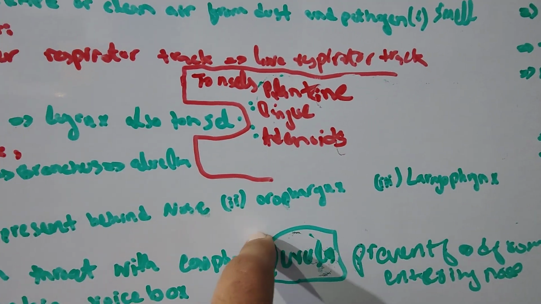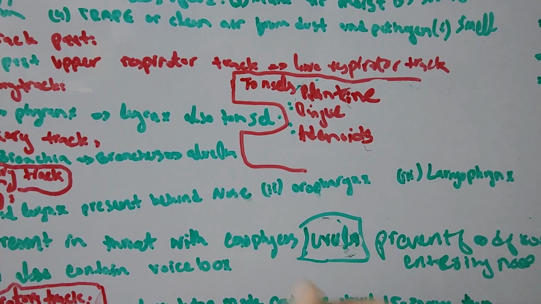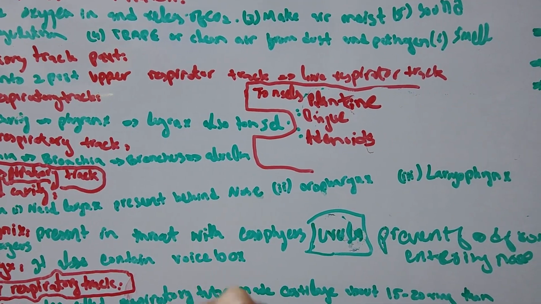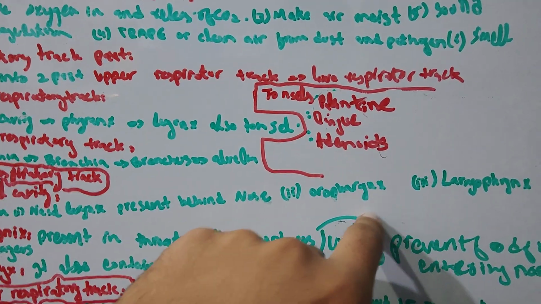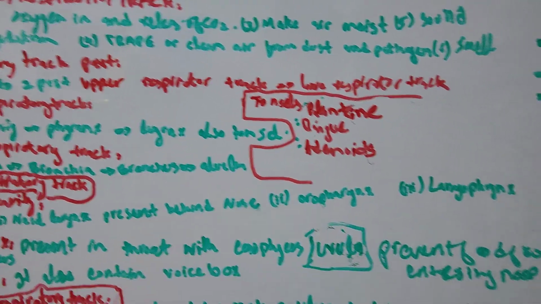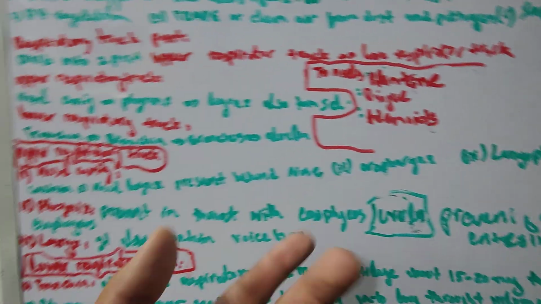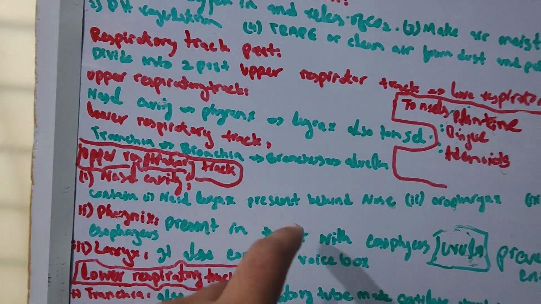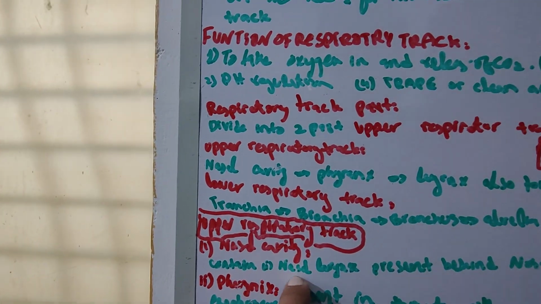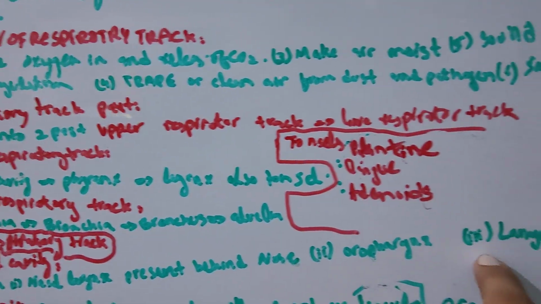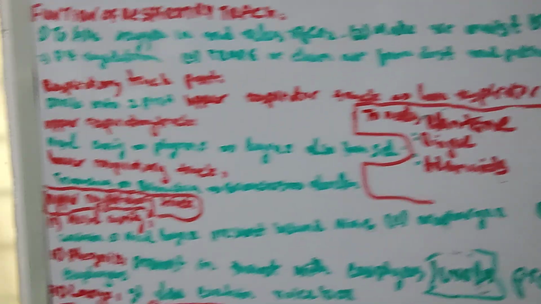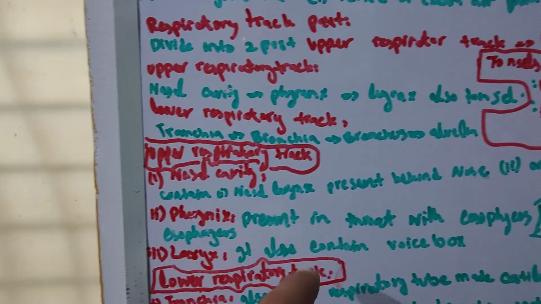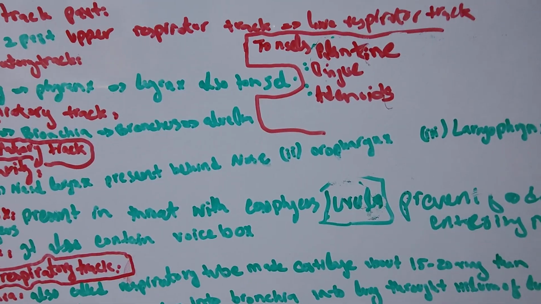The oropharynx is present in the pharynx, like in the throat. The laryngopharynx, where the vocal cord is present. The nasopharynx is behind the nose. After the nasopharynx, we have the oropharynx. After the oropharynx, we have the laryngopharynx. So we have the pharynx present in the throat with the esophagus.